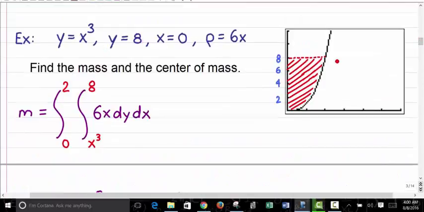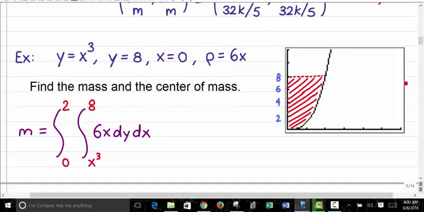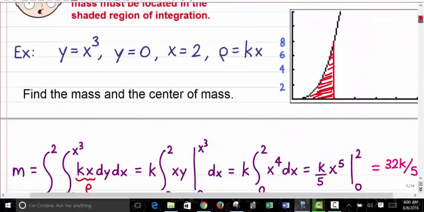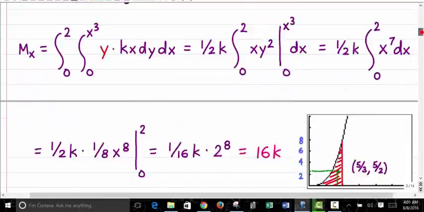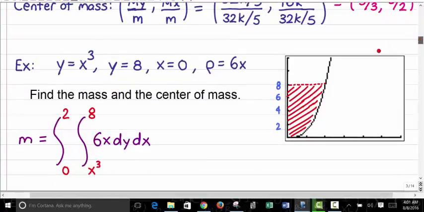y equals x cubed, y equals 8, x equals 0. Actually, it's very similar to this last problem, isn't it? It's kind of like this top portion right there. This time I used a number, 6x, instead of k. Either way, it could be the k or it could have a number here. So I'm going to go dy dx. It's going to go from x cubed to 8, 0 to 2.